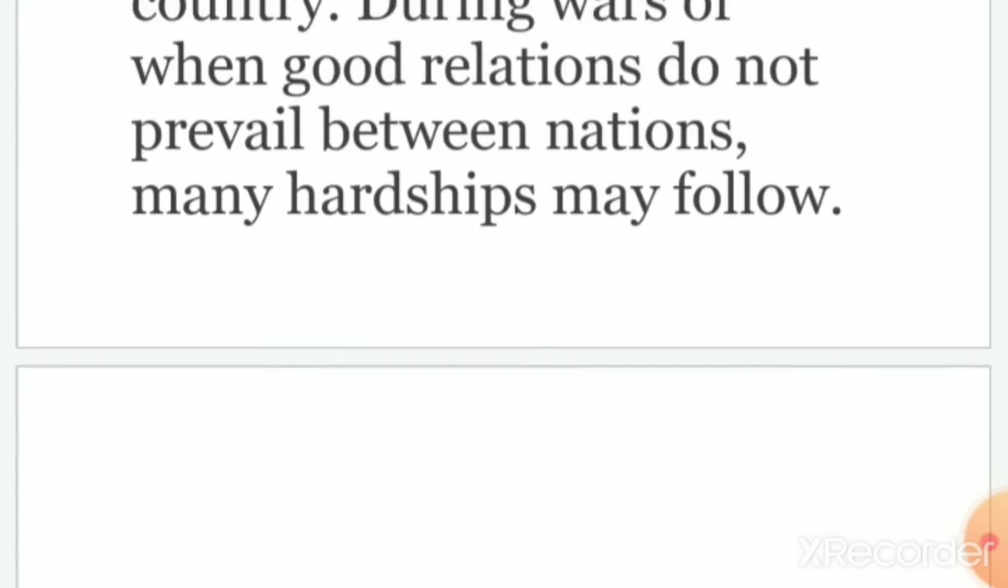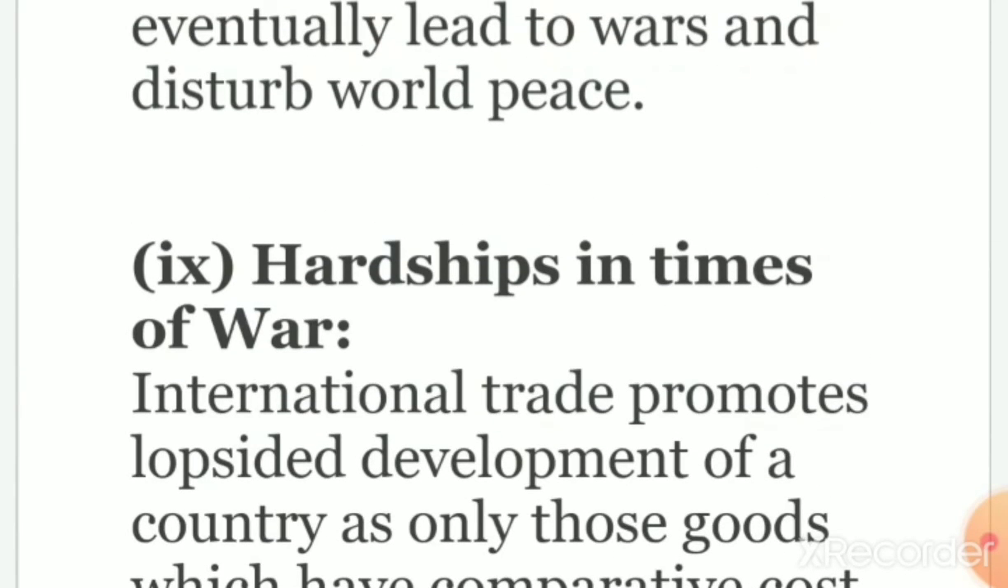Similarly, the last, ninth point, but not least, is hardship in times of war. International trade promotes lopsided development of countries. Only those goods which have comparative cost advantages are produced in the country. During war, when goods relations do not prevail between nations, hardship may follow. The point is clear cut. In bad situations like war and natural calamities, we need some essential goods. When we depend on the rest of the world for those goods, if the world does not allow it, then the domestic economy will have serious negative consequences.